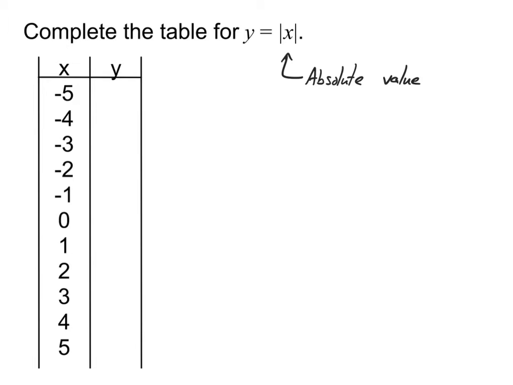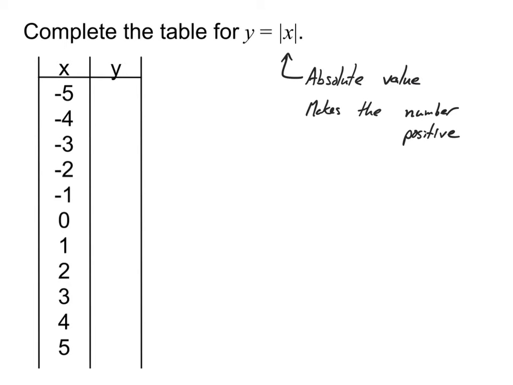And absolute value technically means the distance from that number from 0 on a number line. Okay, well, the upshot of that, though, is that it just makes whatever's inside of it positive. So a positive number stays positive, a negative number becomes positive. That's what absolute value does. Then, once we know that, filling in the table is much easier.